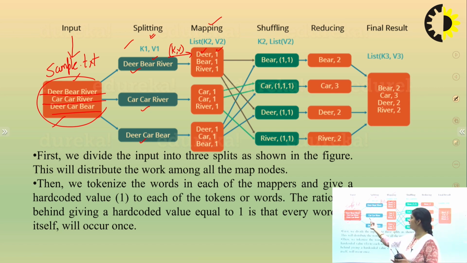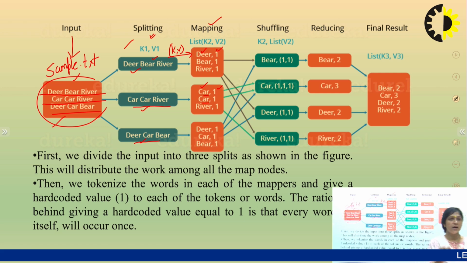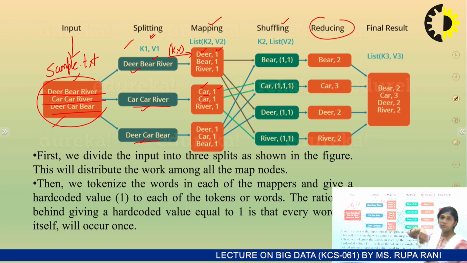This is the second input split and again we are converting it into the key value pair. Car is key and 1 is value, same car is key and 1 is value. And in the third input split, again we are converting it into the key value pair. Means we are converting the whole input split into the key value pair. After the mapping phase, there is the shuffling phase and last we will reduce the input.